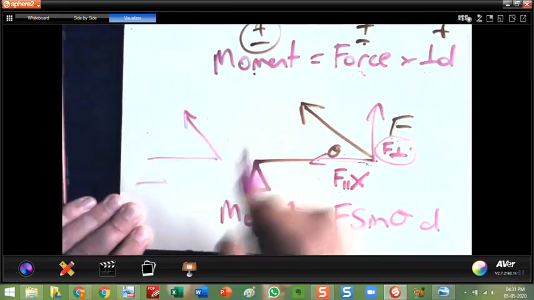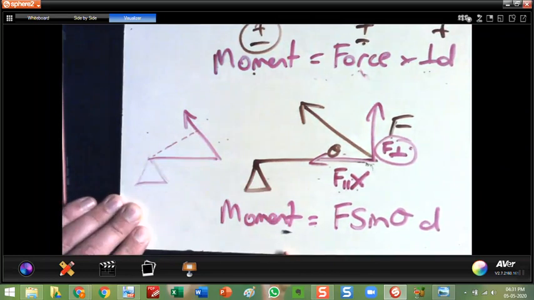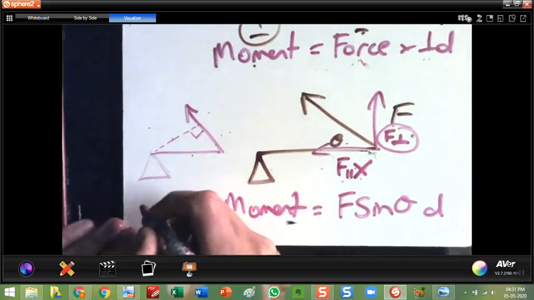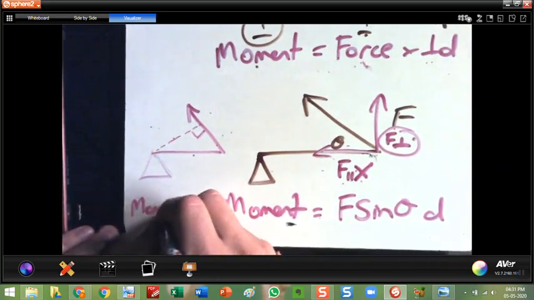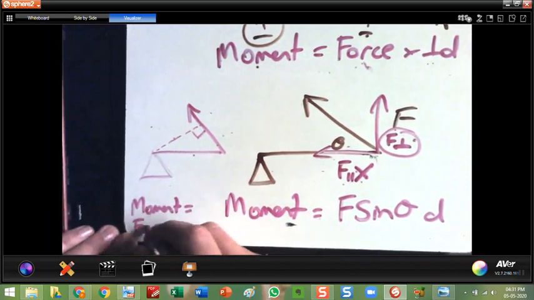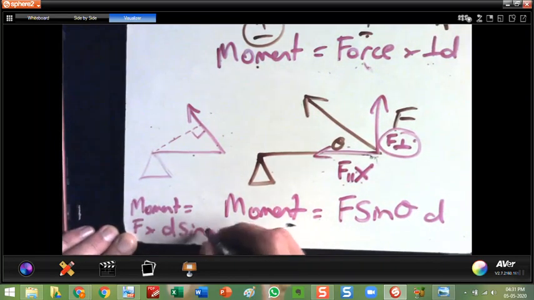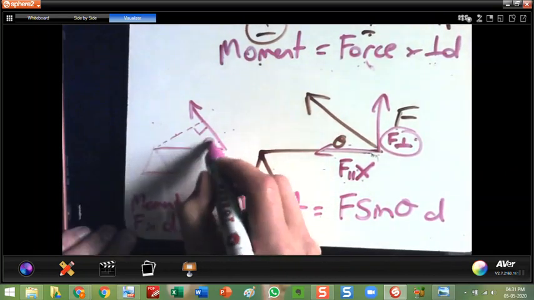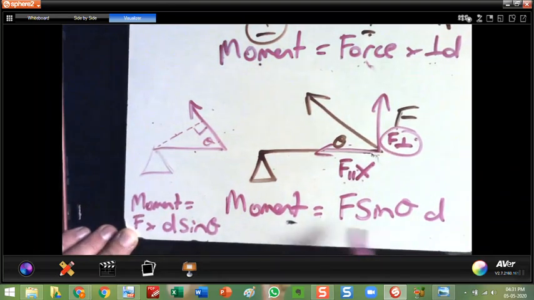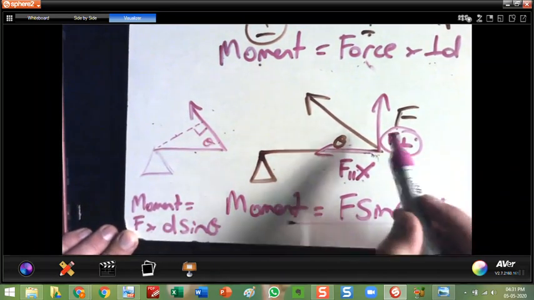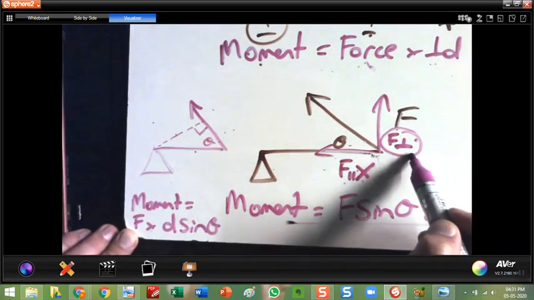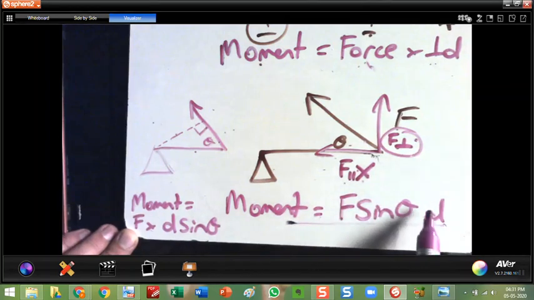Alternatively, what we could do is get the perpendicular distance between the object and the force. If we had to calculate that distance, which would be this, we would get a similar equation that says that the moment is equal to the force times d sine alpha, or theta, where this is the angle here. It comes to the same point. This one is much easier. So if the force is at an angle, we break it into components. The perpendicular component will be the one that does the turning effect.